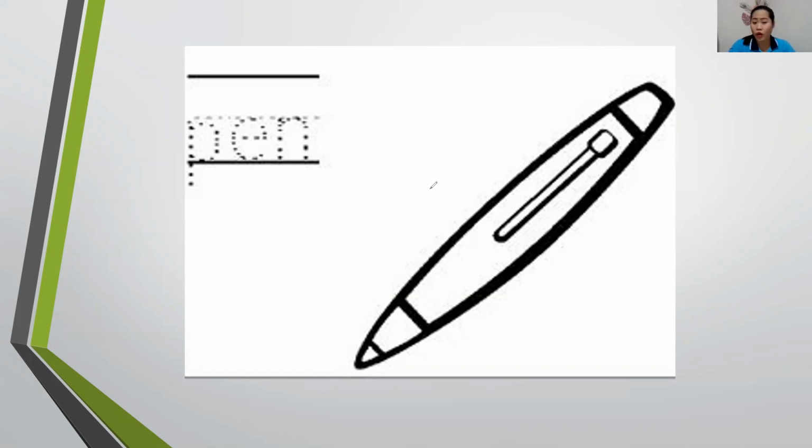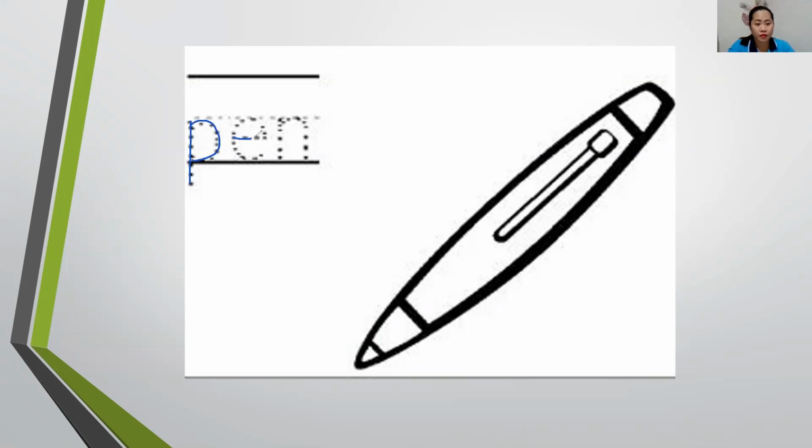Pen. Do you have a pen? Do you have a pen at home? My teacher has a black pen, and teacher also has a Christmas tree pen, right? So this is a pen. Mommy and daddy can write. Okay, so here, pen. How do you spell pen? P-E-N, pen. You write here, pen.